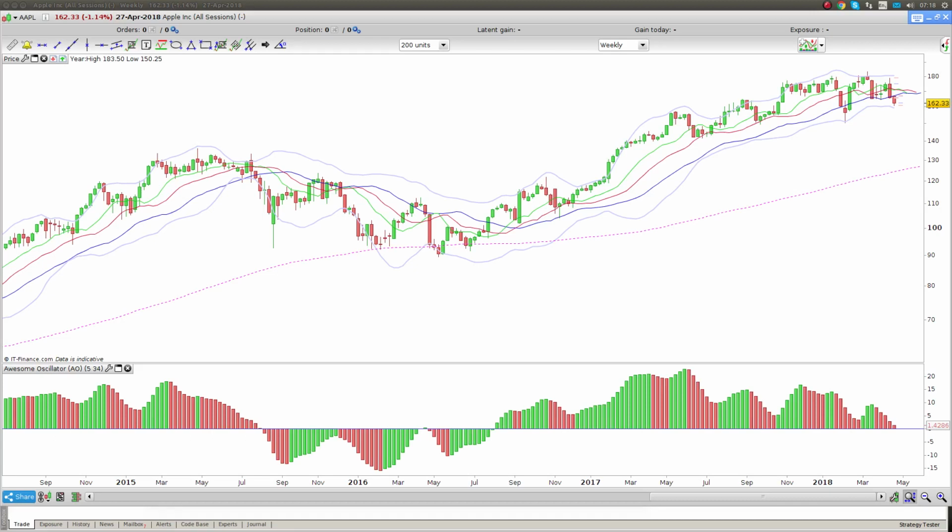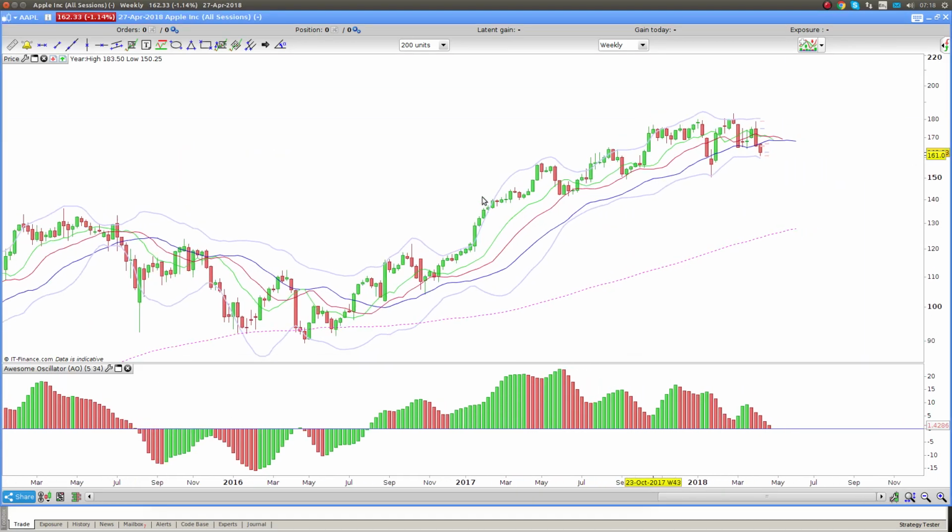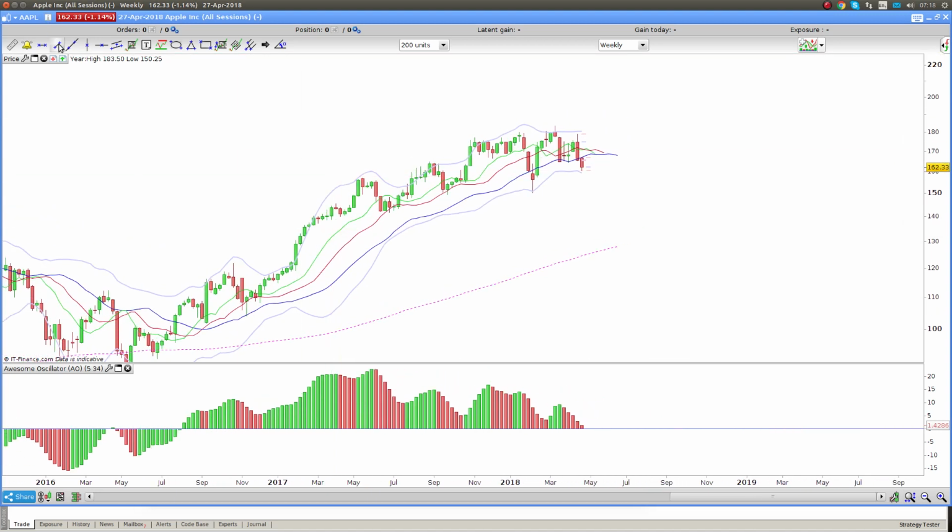Hello, everybody. Let's have a quick look at Apple. I know we looked at it some time ago, and we called the downside move there, which was pretty good. But the question is, is there more downside to come?